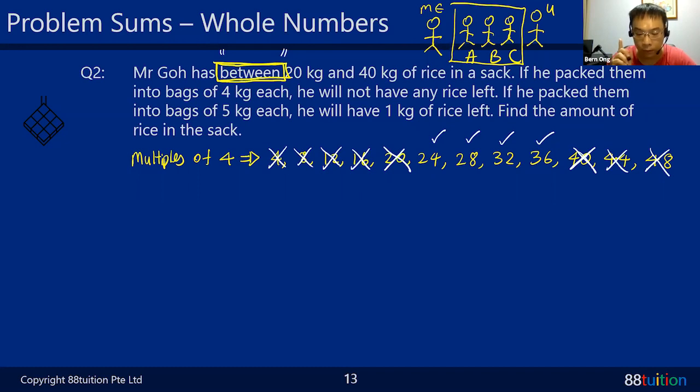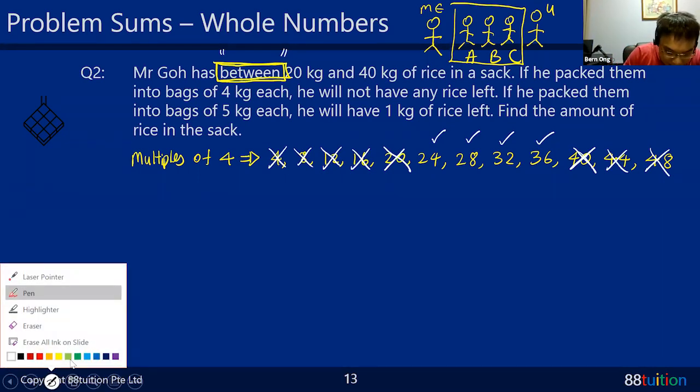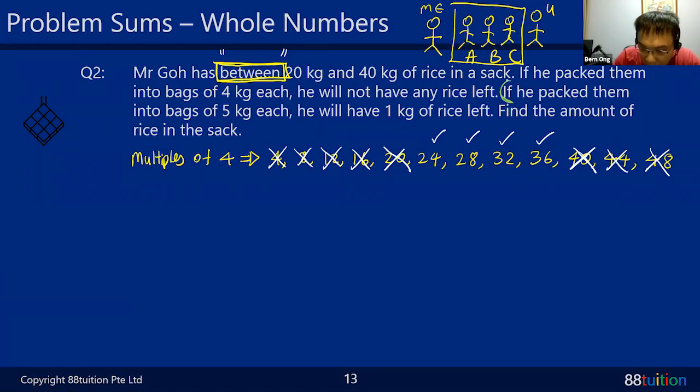Now, let's take a look at the second clue. The second clue says that if he packed them into bags of 5, he will have 1 kg left. If he packed them into packets of 5 kg each, he will have 1 kg left. Yes, the answer is 36 kg.